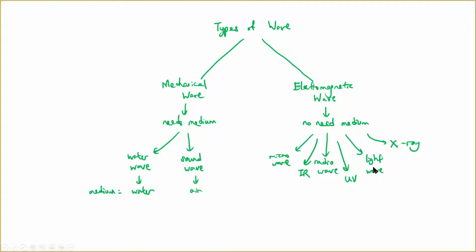Why? Because it uses the electric field and magnetic field to transmit the energy. So it doesn't need a medium. This is a special property of the electromagnetic wave. Radio waves can travel to the satellite without any medium. So that's the difference between a mechanical wave and an electromagnetic wave.